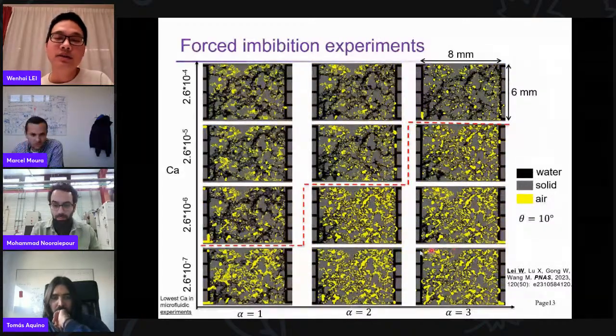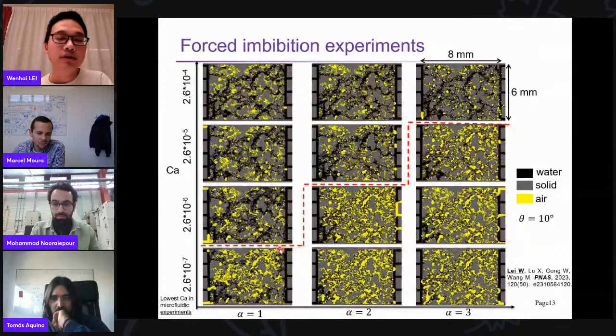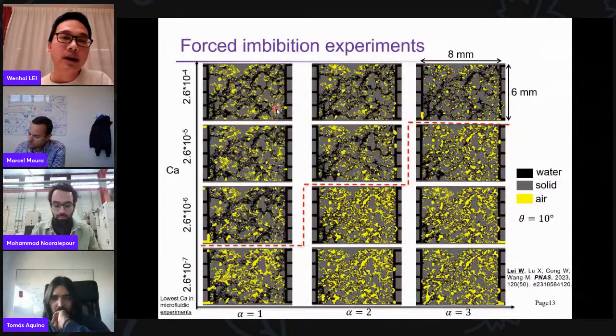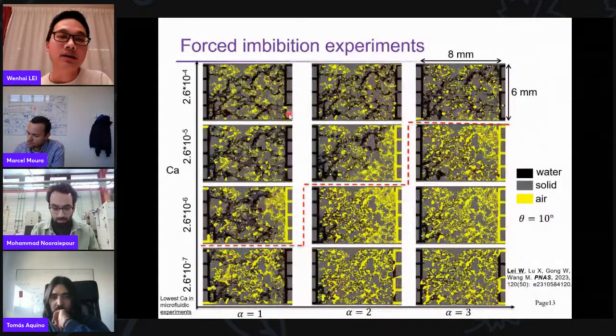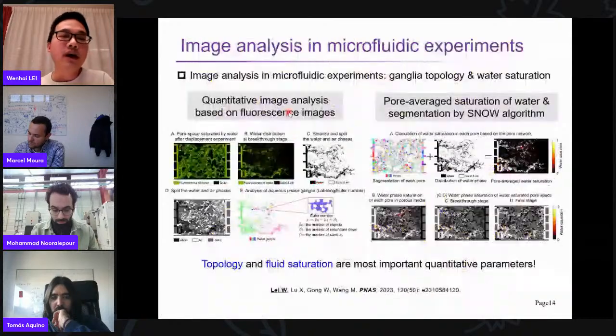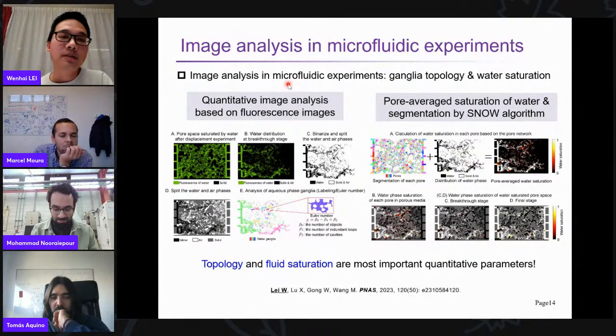However, when we decrease the depth variation to uniform depth microfluidic chips and increase the capillary number, you can see a complete displacement pattern, which is controlled by the main meniscus flow. So we will use image analysis to quantify this flow behavior. For the macroscopic porous media, we will calculate the water saturation and the topology, for example, the Euler number of the water ganglia.